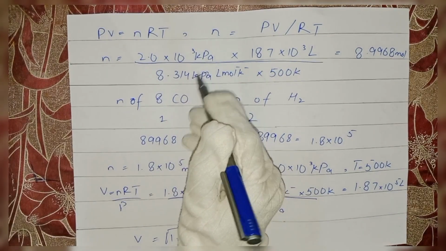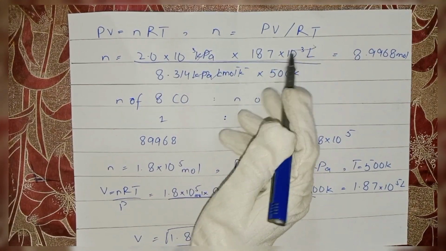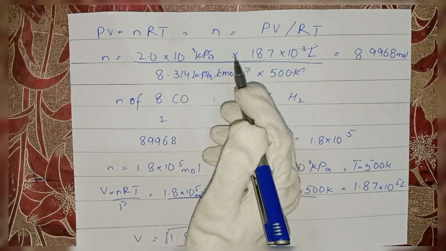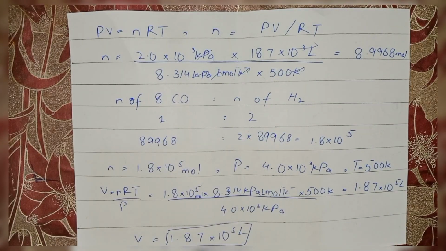Kilopascal is cut with the kilopascal, liter with liter, and Kelvin with per Kelvin. We're left with only one unit, which is per mole. When it goes to the upside, it will become the moles, which is the unit of the moles of the molecules.